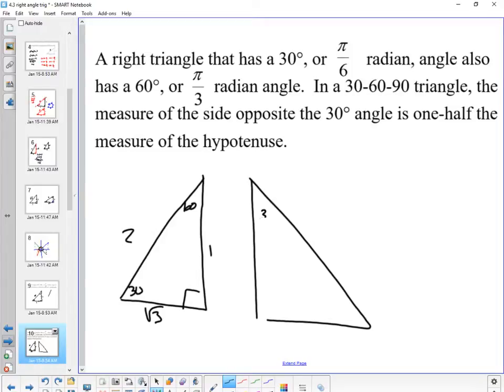Wouldn't the 60 be where the 30 is? Opposite to 30 is always going to be the 1, no matter what. So it doesn't matter where the 60's at, as long as you put the 1 across from 30. That's it. And then the 2 should be the hypotenuse. It should be the biggest side, right? So then that's the leftover one. Okay?